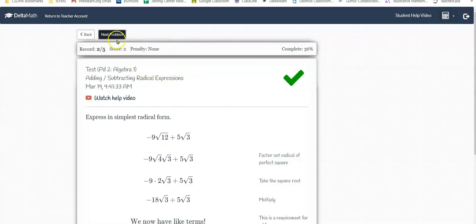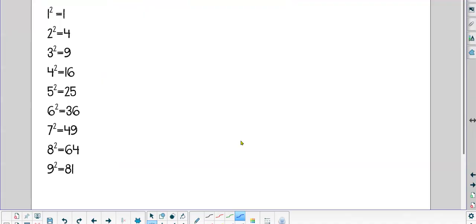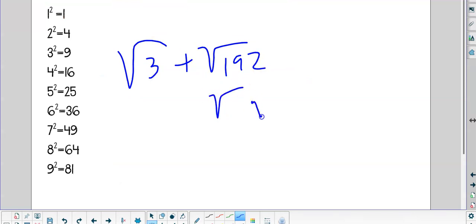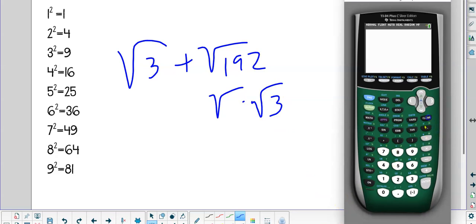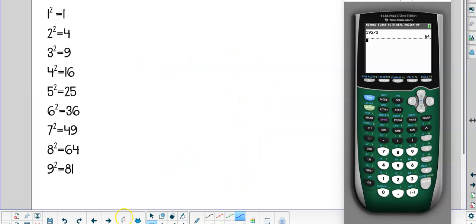Okay. One more? You feel like you need one more? All right, square root of 3 and 192. Square root of 3 plus the square root of 192. I know I need a square root of 3 over here. So I'm gonna divide, because I don't know, 192 divided by 3. And please be a perfect square. Yes! That's 8 square roots of 3 plus, how many square roots of 3 over here? 1. 9 square roots of 3.